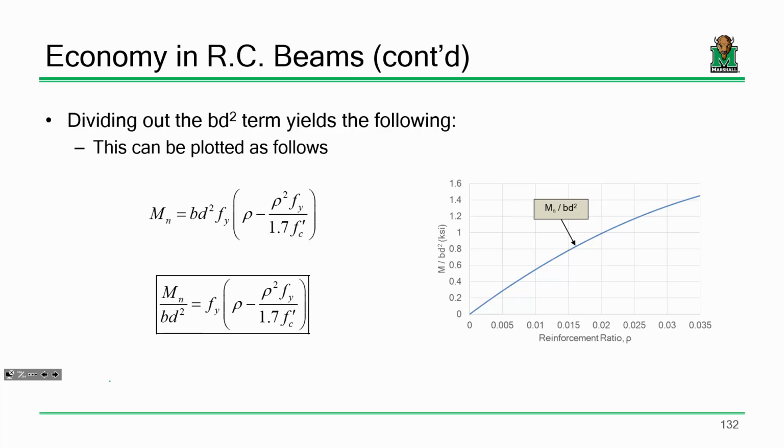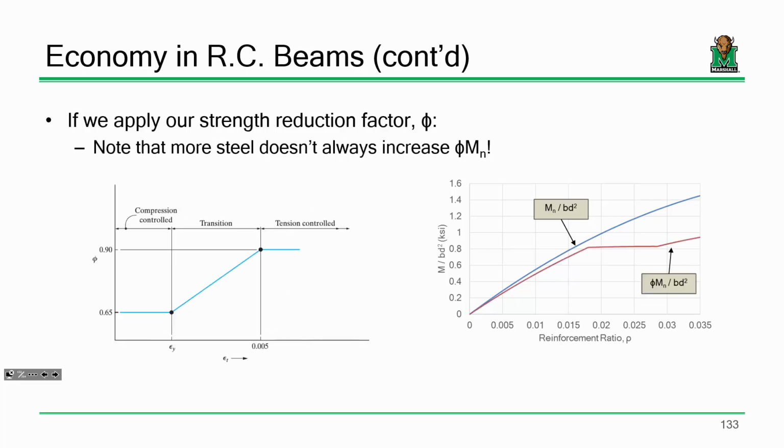But this is Mn, okay? I don't care about Mn. I care about phi Mn, okay? So what happens if you start to adjust these values by phi, by their strength reduction factor? See how you've got 3 regions of beam behavior according to ACI? You end up getting 3 regions of behavior when we're looking at factored resistance.